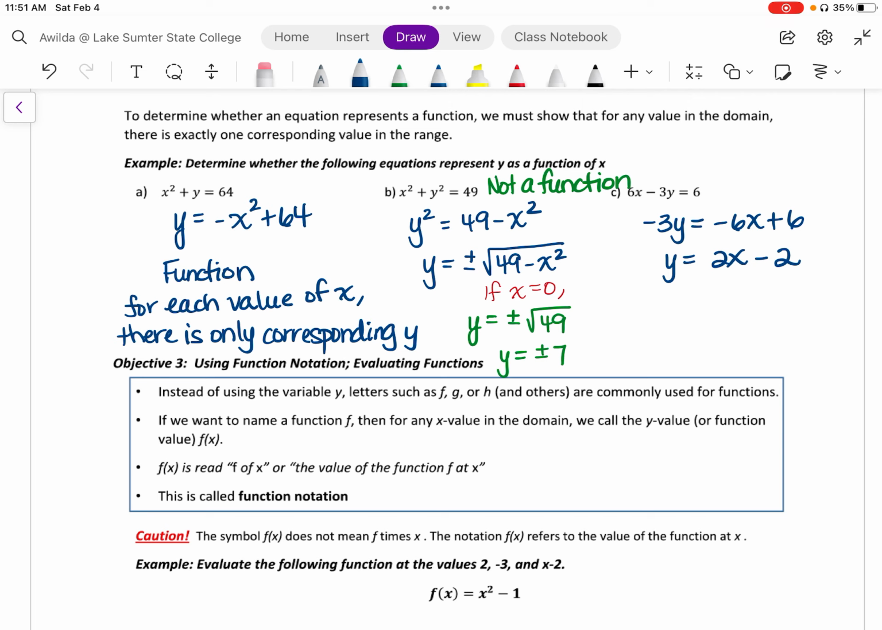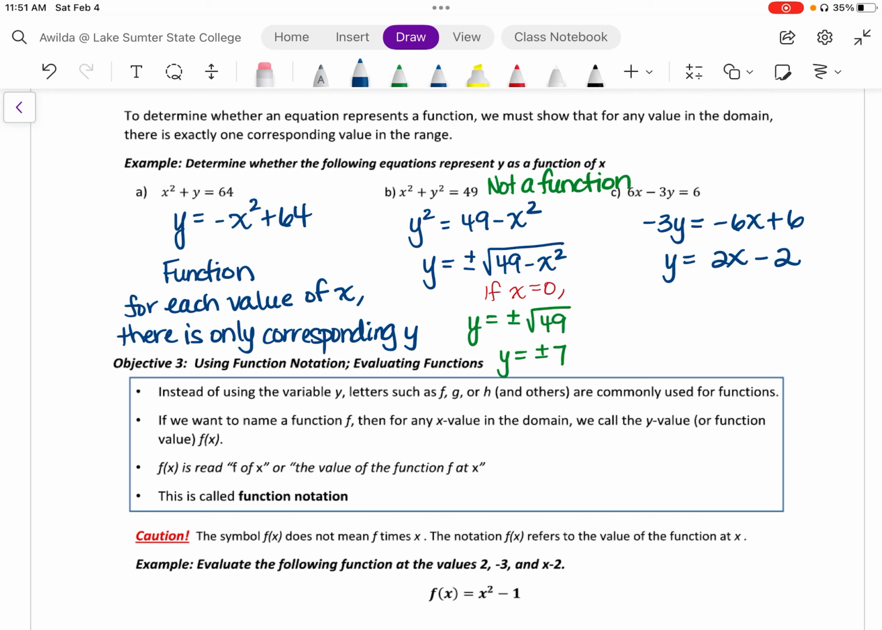So we have y is equal to 2x minus 2. Regardless of our choice for x, once we make that substitution, we will find that there is exactly one corresponding value for y. And this is true because this is a linear equation. This equation represents a line.